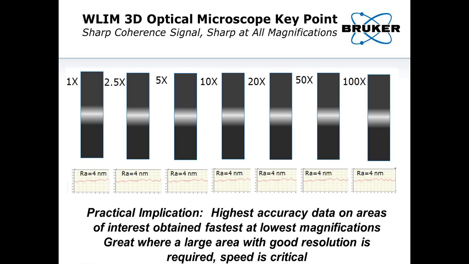If you require good resolution, or speed is critical and you need to measure a large area quickly, you can do that with low magnification and still get a very high vertical resolution from the system. This is another very key point that I'd like to keep in mind when we talk about these two technologies.